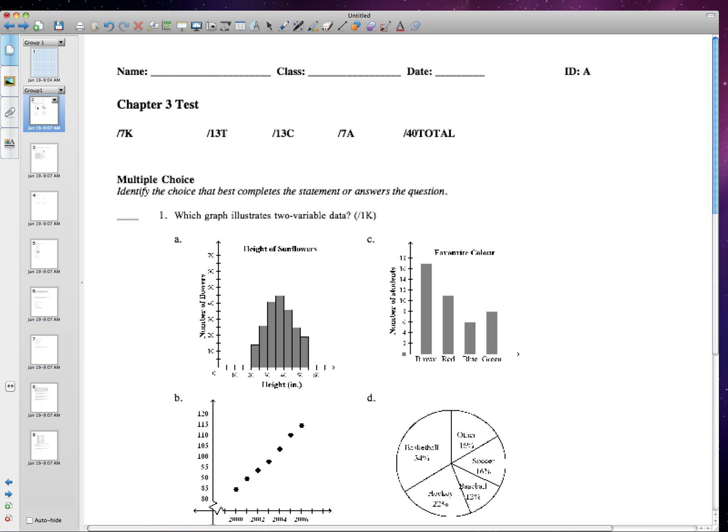Many of you guys would have put B. What was the correct answer? Anyone have it with their stuff? What one is it? Question B.